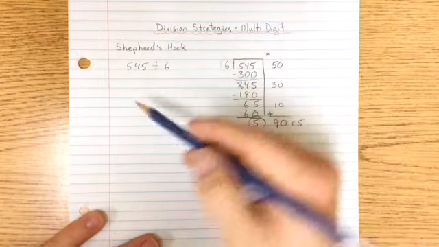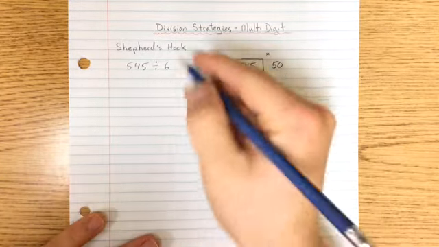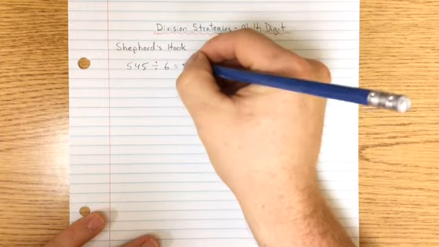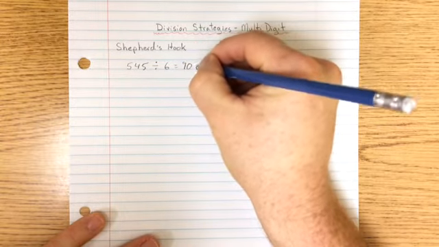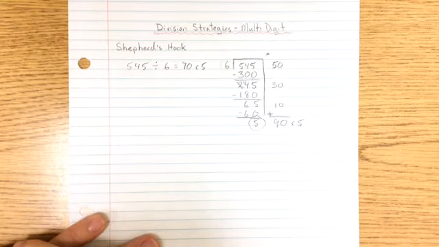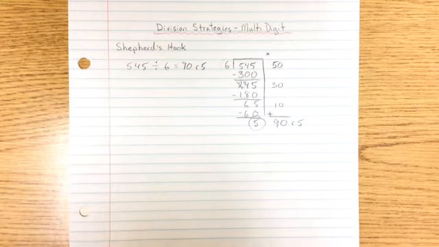So in the end, 545 divided by 6 is equal to 90, remainder 5. That's our shepherd's hook, and that's our next strategy.